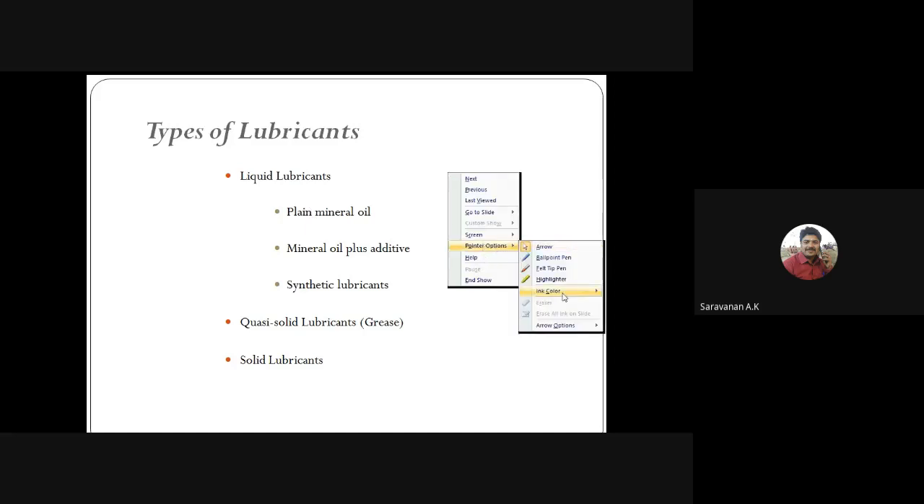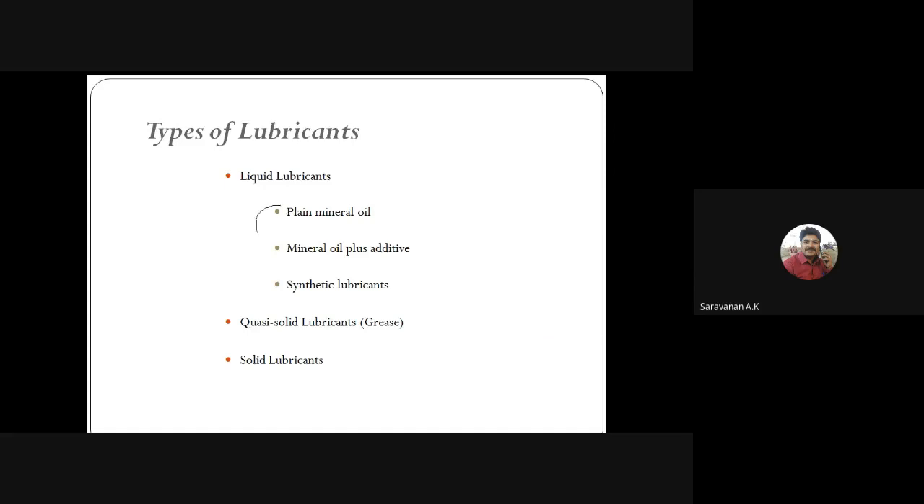And we have to produce the lubricants from the crude oil. We also have synthetic lubricants, which we can manufacture artificially. That type is called the synthetic lubricants. Mostly, mineral oils are obtained from the crude oil by the refinery process and used as a lubricant.